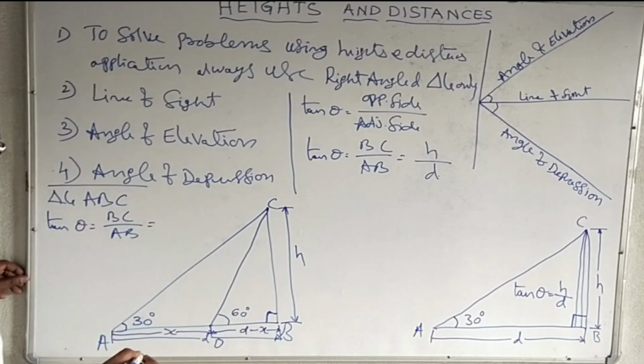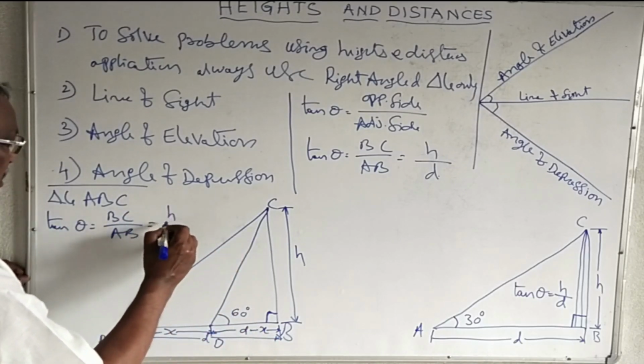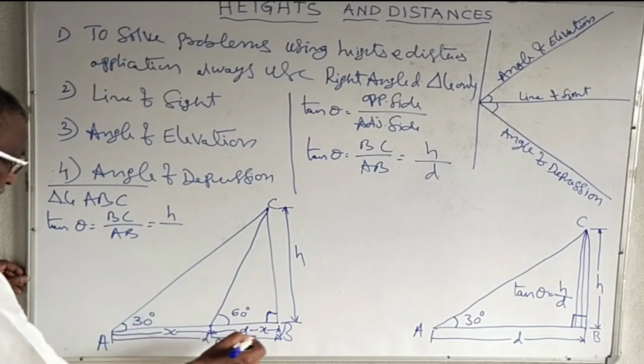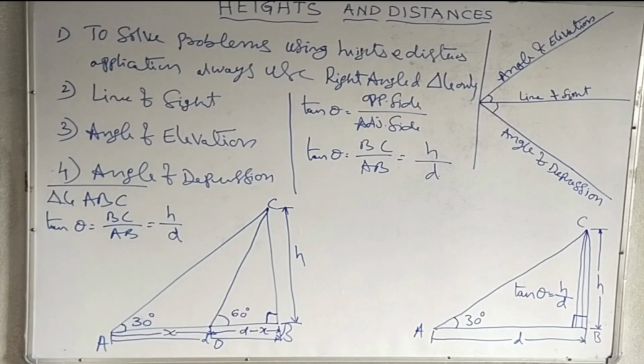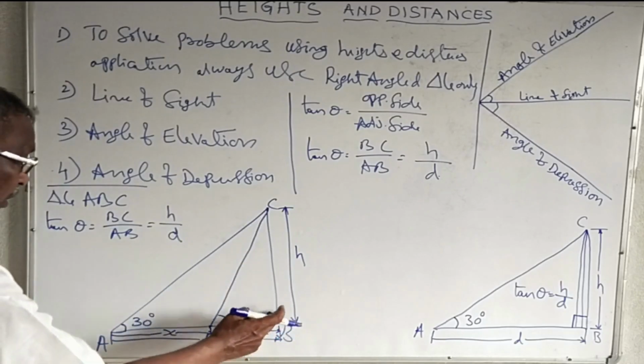That is equal to BC by AB, that is H by D. Tan theta is equal to H by D. Same for this one. Next, you come to some other one.